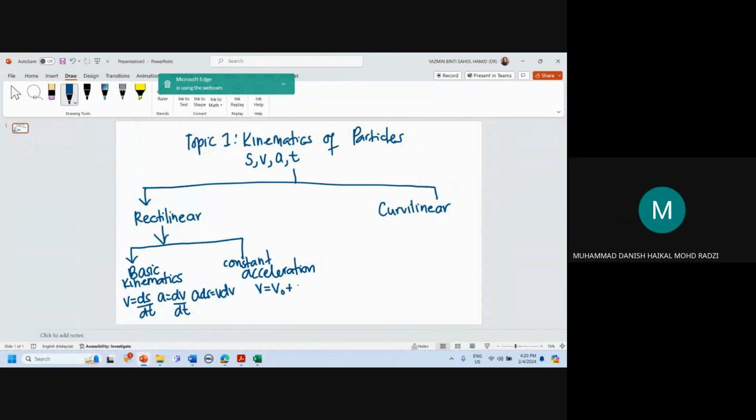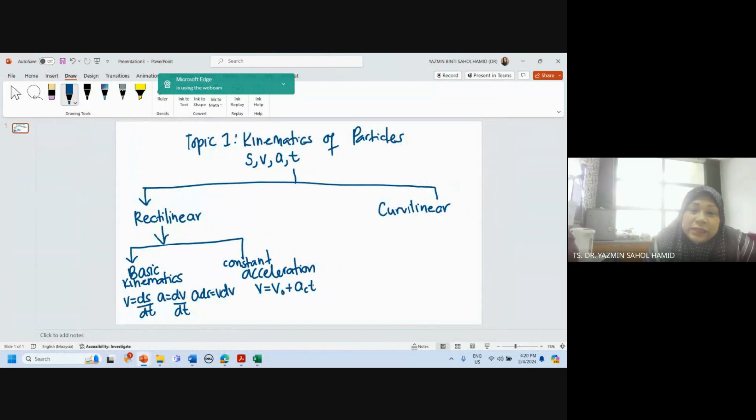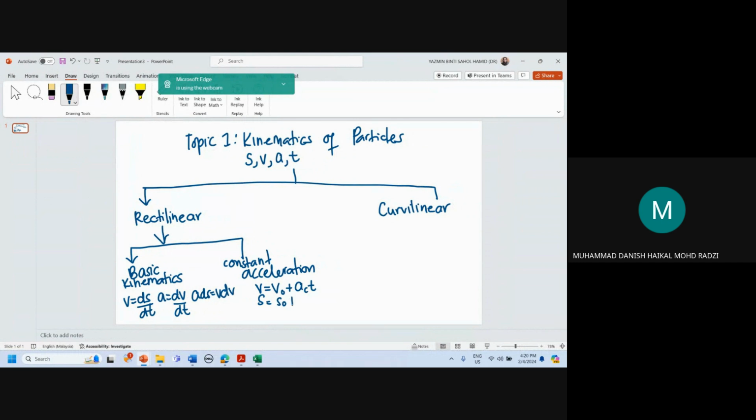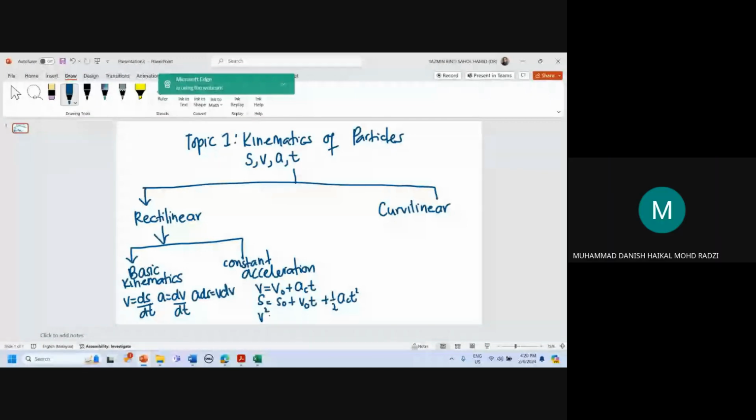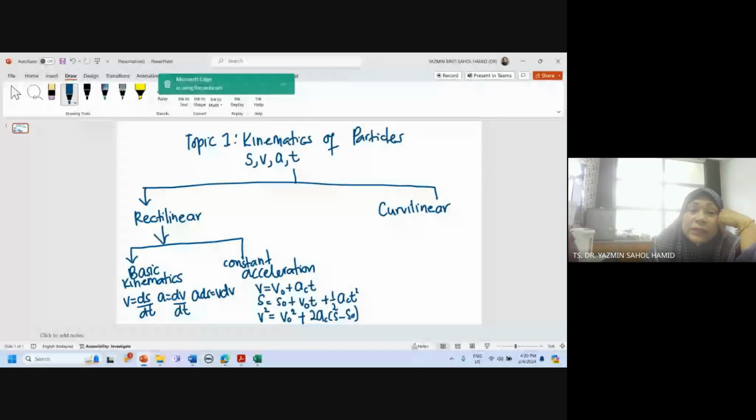V equals V naught plus a_c t, then S equals S naught plus V naught t plus 1 over 2 a_c t squared. And one last one, V squared equals V naught squared plus 2 a_c times S minus S naught. So those are the two methods that we learned previously.